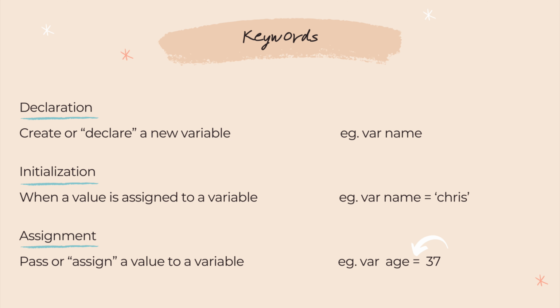We've also mentioned some keywords in this video, and you don't have to remember all of these at the moment. First of all, we had a declaration, and this is when we create or declare a new variable without passing it a value. So for example, we could say var name. We then initialize this variable when we pass it a value such as equals Chris. Assignment. This is when we pass or assign a value to a variable, such as this example down at the bottom, where we assign the value of 37 to the age variable.